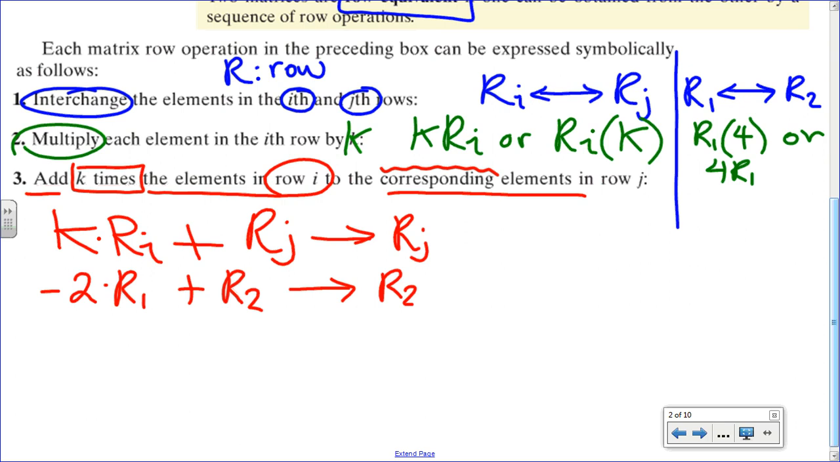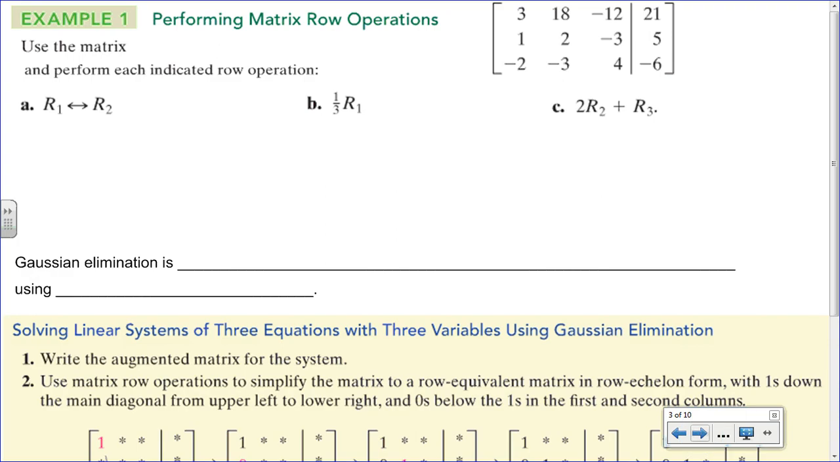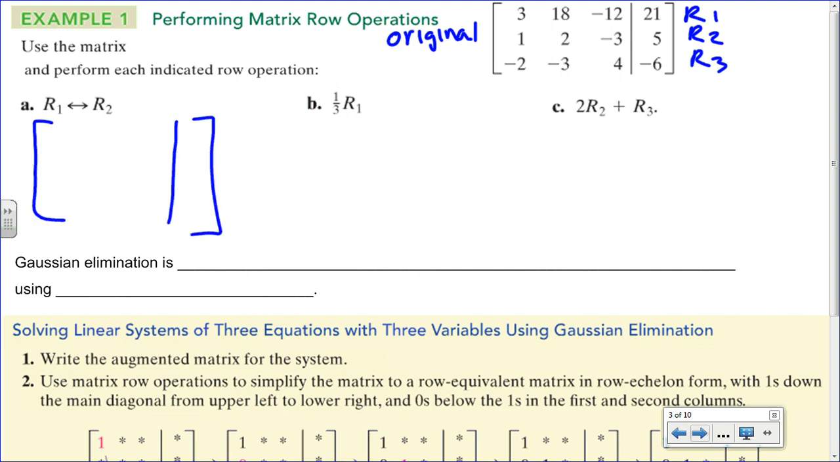Okay, so we're going to start with very easy operations just to practice. So we're going to always refer back to the original matrix, okay? So remember, this is R1, R2, R3. So for part A, we're going to switch or interchange R1 and R2. So one thing I like to do is I like to write whatever I'm not changing. So in this case, it will be R3. So -2, -3, 4, and -6. And then the two that I'm going to switch will be R1 and R2.